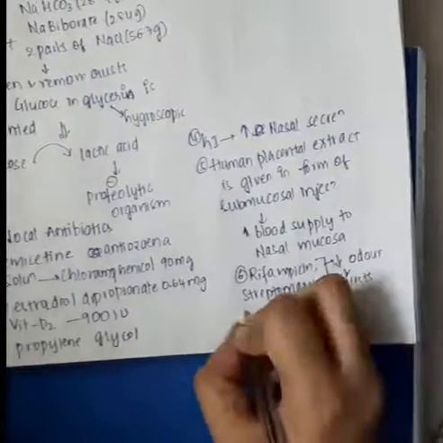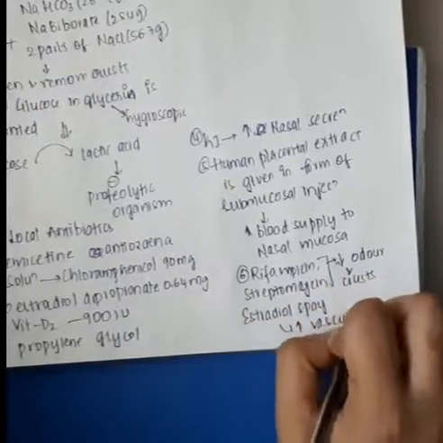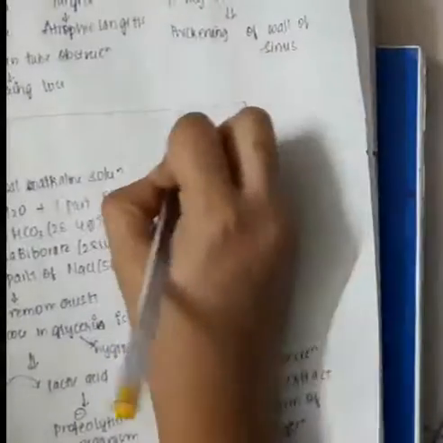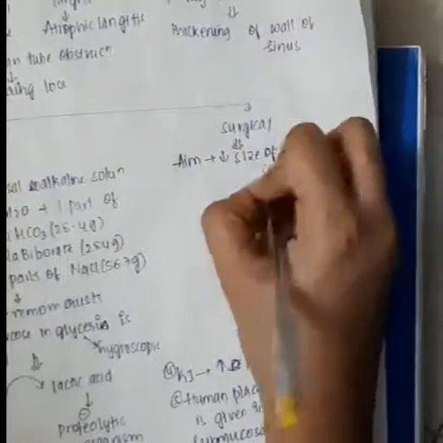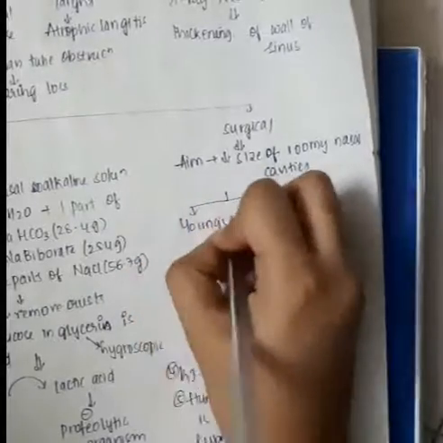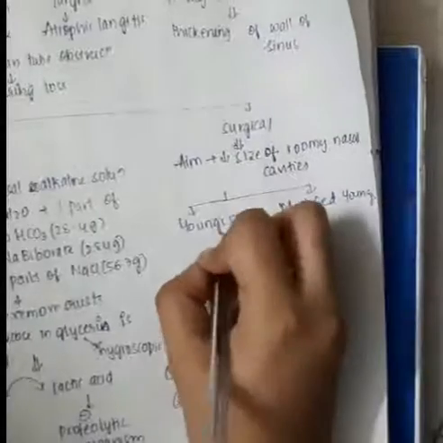Estradiol spray can also be given. Streptomycin and rifampicin will decrease the crusts and thus decrease the odor, whereas estradiol spray decreases vascularity. Now coming to surgery, the main aim of the surgery is to decrease the size of roomy nasal cavities. We have two types of operations, one being Young's operation, second being modified Young's operation.